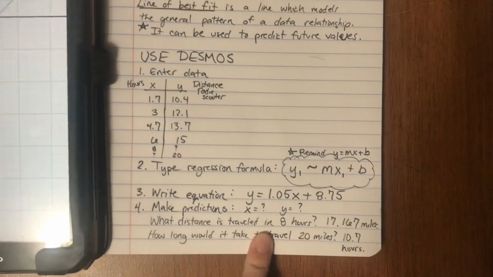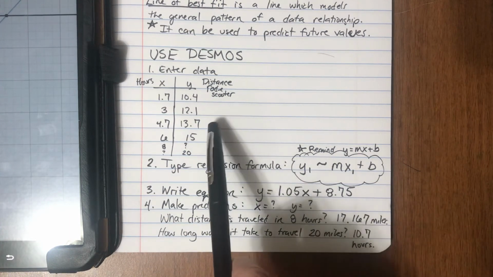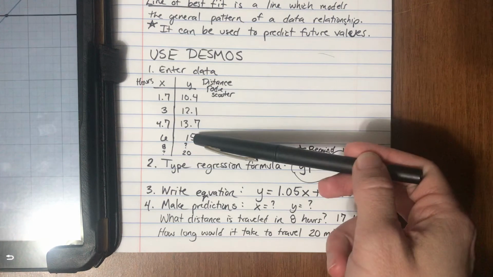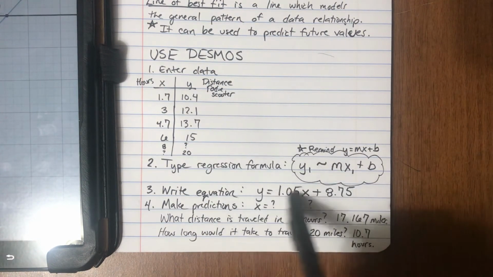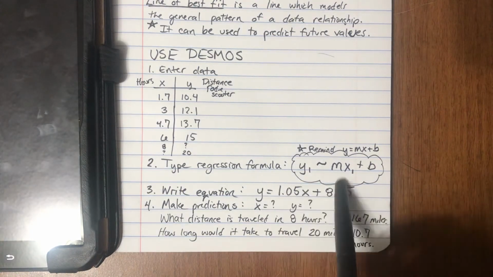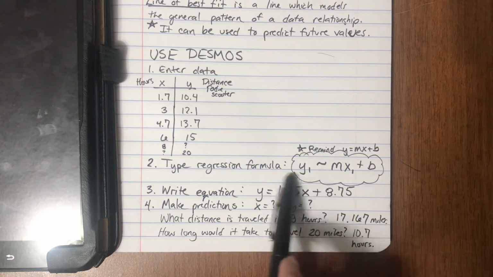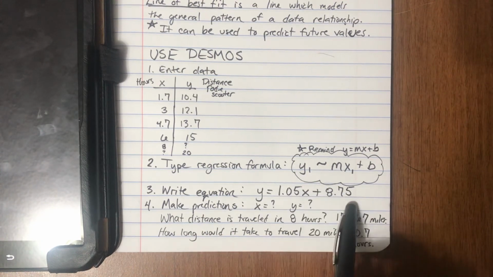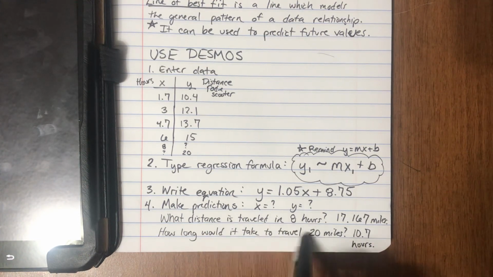Now, I'm going to do an example through the IXL or maybe even the quizzes to show you what you're going to do as you're practicing this. But basically, you're going to follow the same steps. You're going to enter in your data based on the data you're given. You're going to type this regression formula. You're going to write your equation, or sometimes the quizzes are going to ask you for those values, the M and that B value. And then you're going to make predictions based on a question that it's going to ask you.